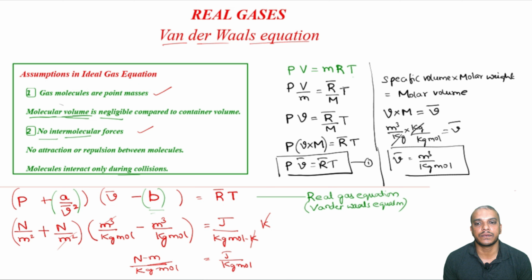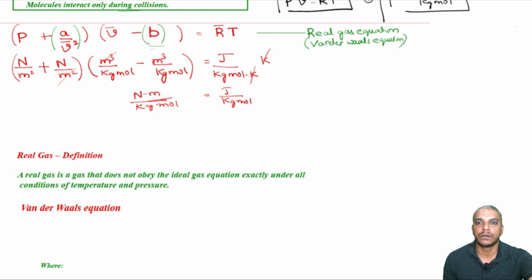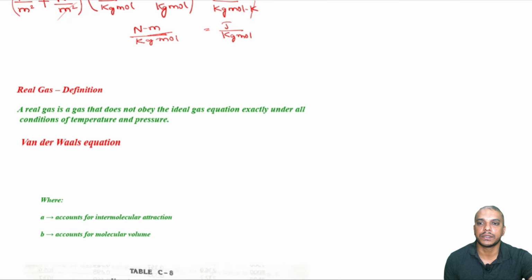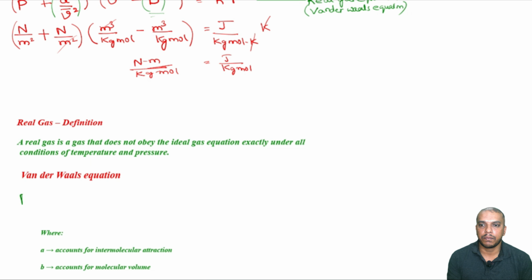These two are the correction factors which we have included in order to consider the volume and intermolecular forces. Now, real gas definition: a real gas is a gas that does not obey the ideal gas equation under all conditions of temperature and pressure. So we have written P plus A by V bar square into V bar minus B is equal to R bar T. A accounts for intermolecular attraction and B accounts for molecular volume.